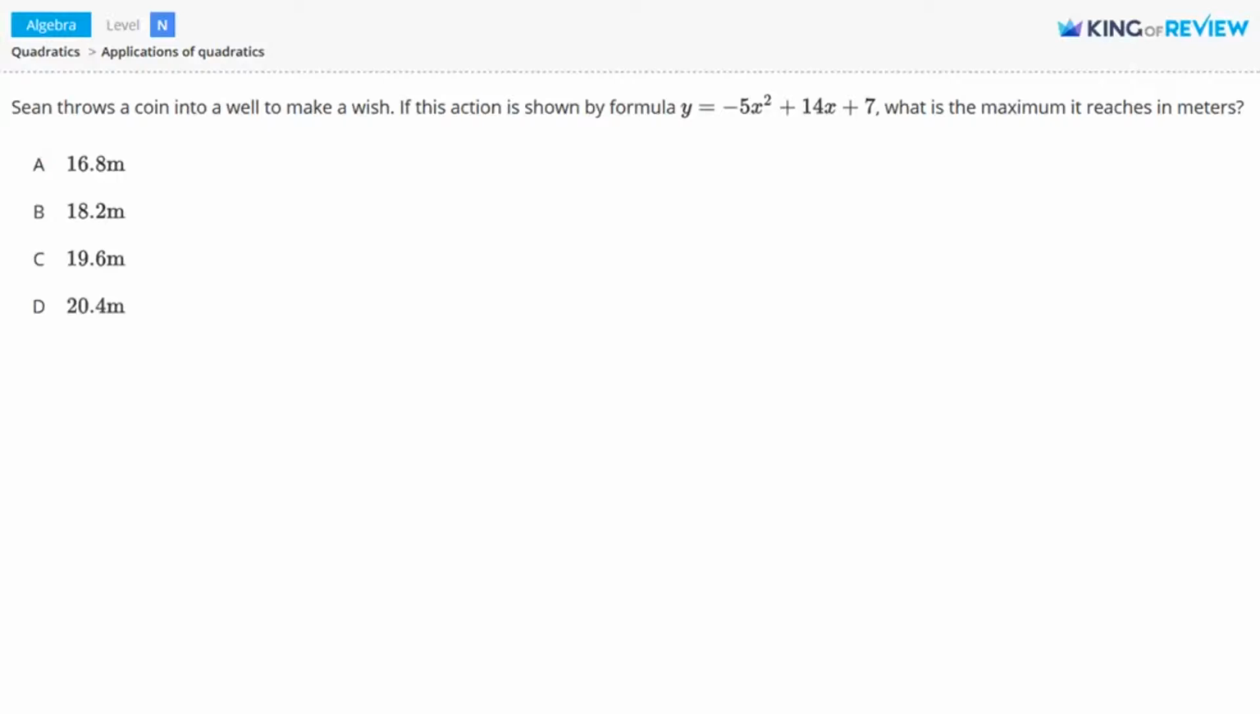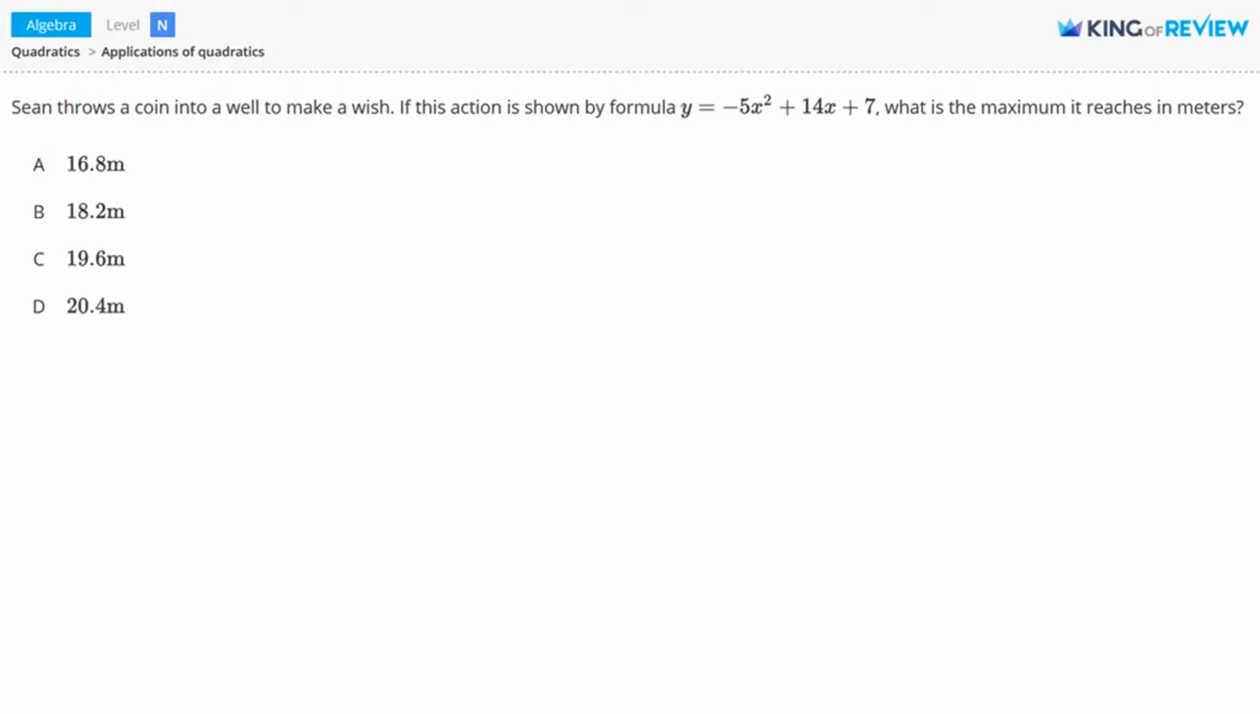Sean throws a coin into a well to make a wish. If this action is shown by the formula y equals negative 5x squared plus 14x plus 7, what is the maximum it reaches in meters? So let's think about this.